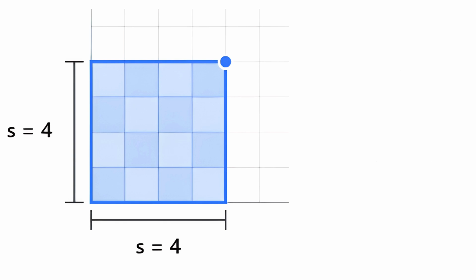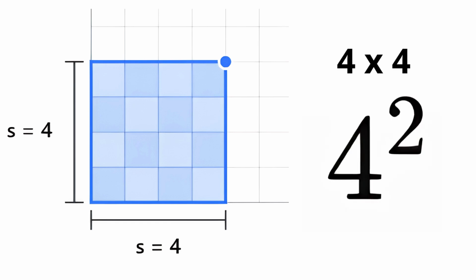Now, let's look at something important. This grid has 4 squares across and 4 squares down. The two sides have exactly the same number of squares. We are multiplying the same number by itself. 4 times 4. When we multiply a number by itself, we have a special way to write it. Instead of writing 4 times 4, we can write 4 squared. We write it using a small number 2 at the top.